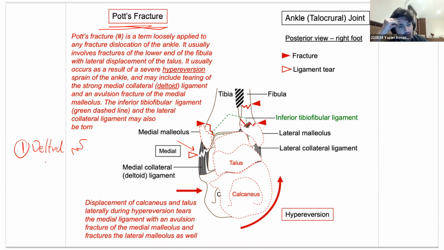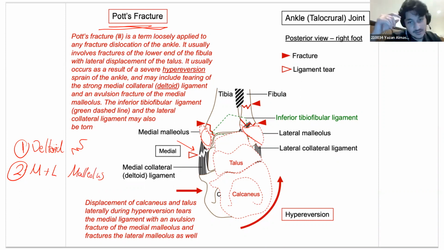The second thing, we have these 2. This is the medial malleolus and this is the lateral malleolus. So both the medial and lateral malleolus are going to be affected. Now the last one makes sense.